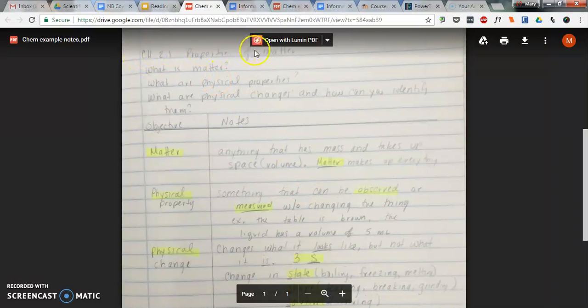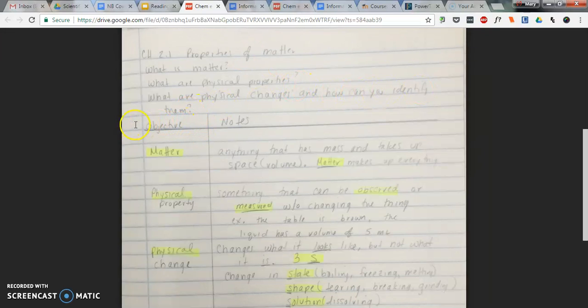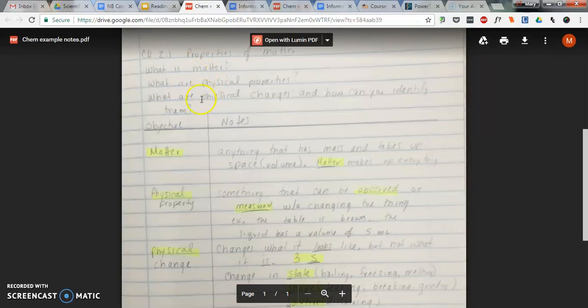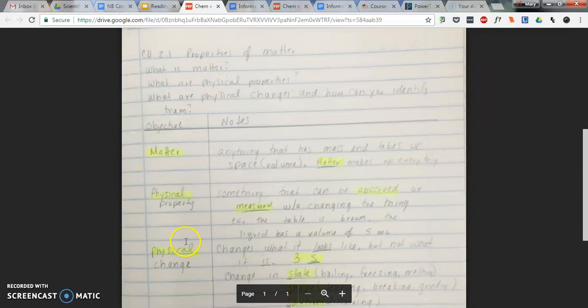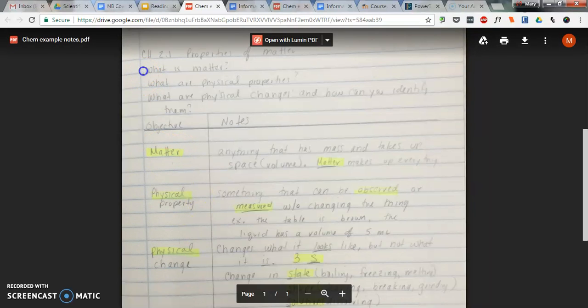Okay, if you click on Example, you will see, again, that document, and down below an example. Here is the heading of the chapter. Here are the questions that this chapter will answer. What is matter? What are physical properties? What are physical changes, and how can you identify them? Down here are connections to these objectives or questions. Here's matter, physical property, physical change. See how these are connected to these. And on this side is where you will put your notes.